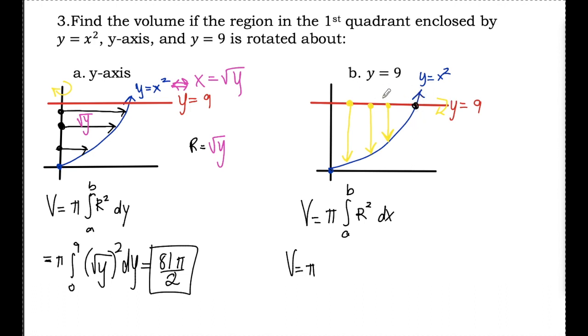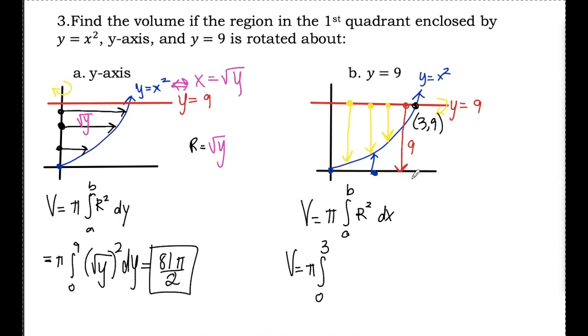If this is the line y equals 9, I know that x has to be 3, right? 3 squared would give me 9. So the bounds that I need here are going to be 0 to 3, x value to x value. Capital R, we had said, is the distance from the axis of rotation to this curve. I know the distance from my axis of rotation to the x-axis will just always be 9. That's not my radius. My radius would have to be this red line, and then I would need to subtract the distance from the x-axis to the parabola in order to get just those yellow arrows in between.